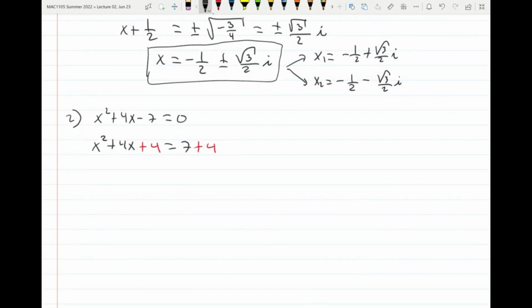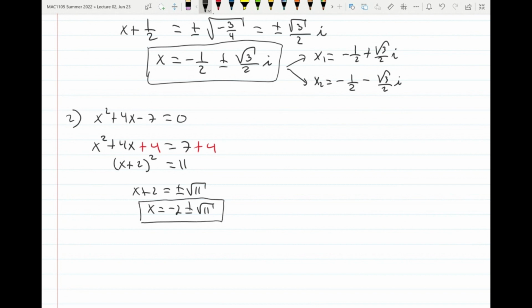Now, what's the left hand side? X plus 2 squared, and then equals 11. Okay? And now from here, we get x plus 2 equals plus or minus square root of 11. So x is negative 2 plus or minus square root of 11.